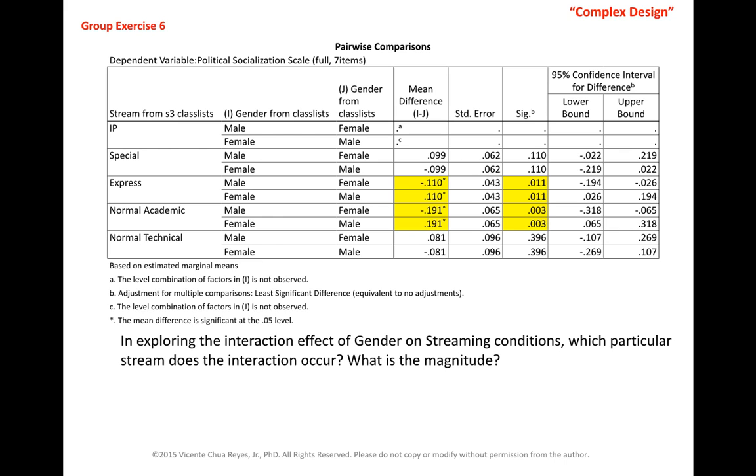And then we can actually even see the magnitude of the differences. You find here the mean difference, the I minus J. These are the scores, how the scores differ between the express students and the normal academic students.